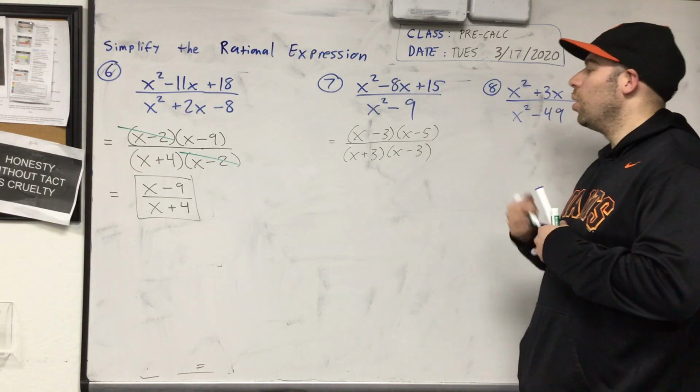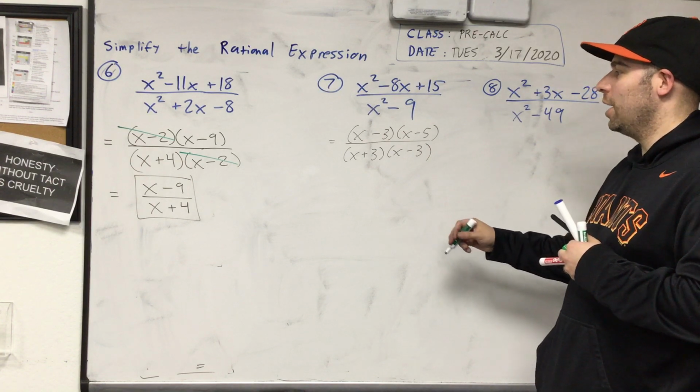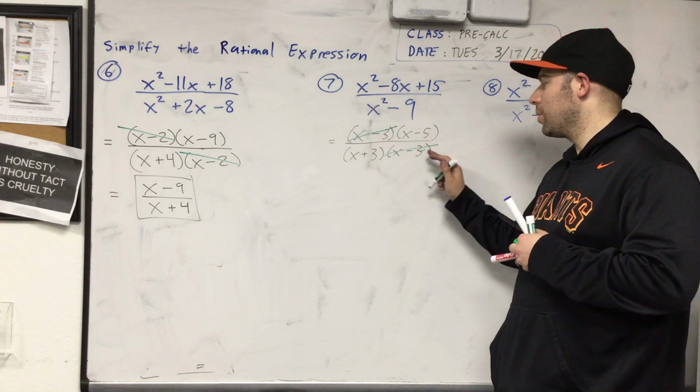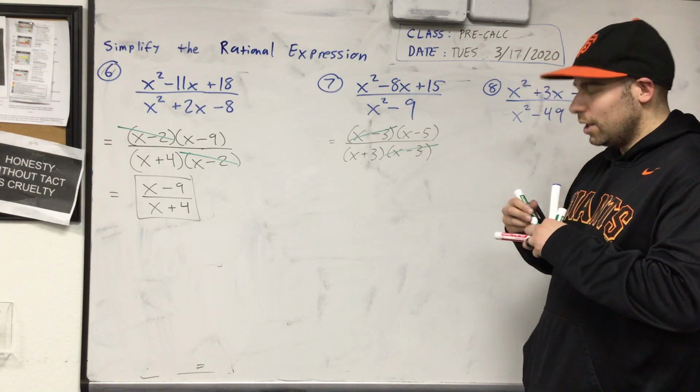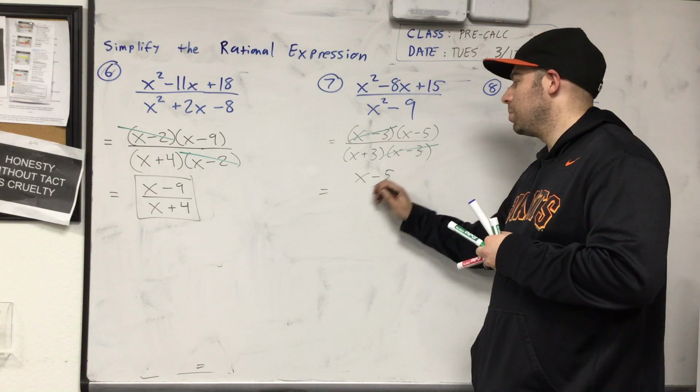So, now we factor out the top and bottom. Is there anything that can cancel out? Yes. X minus 3 cancels out with x minus 3, leaving me with x minus 5 over x plus 3.